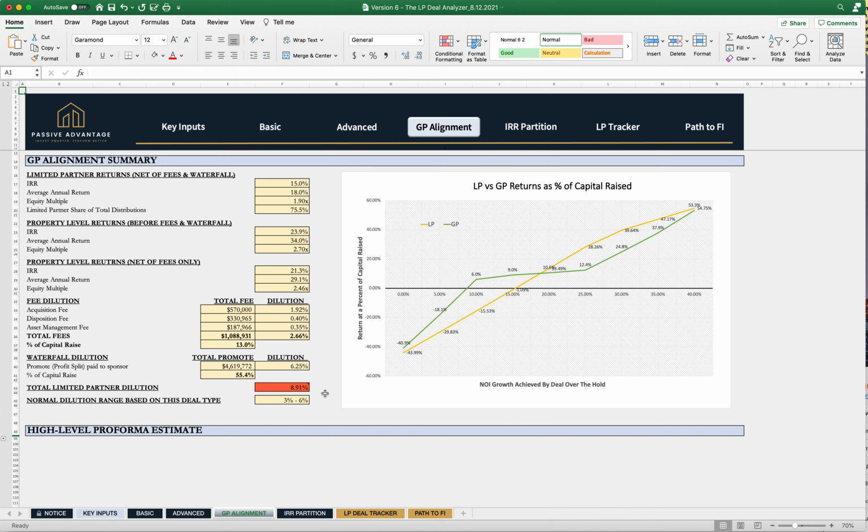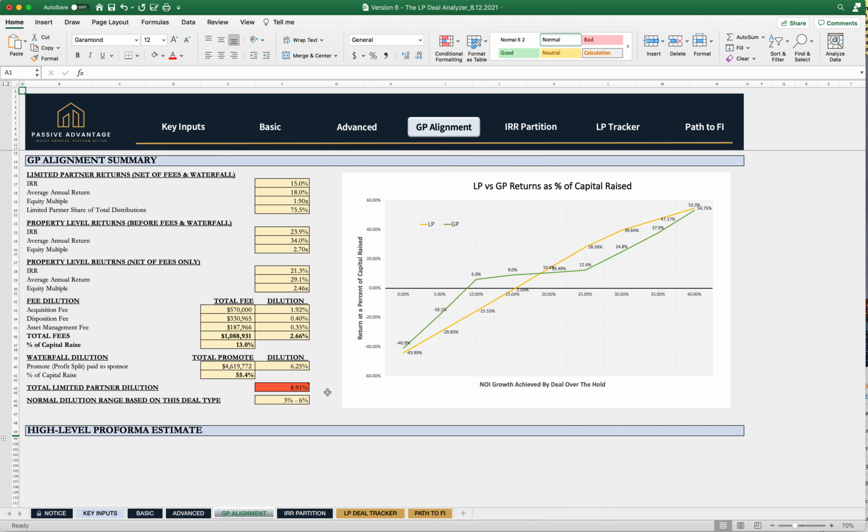One additional feature that we discussed in a previous tutorial is that in some of the more important cells, if you highlight over it, you can see the typical dilution range in this case and some more information within the cell itself. In this case, you can see the value add range is typically 3 to 6%, whereas this deal falls at 8.91%, thus why the cell has turned red.